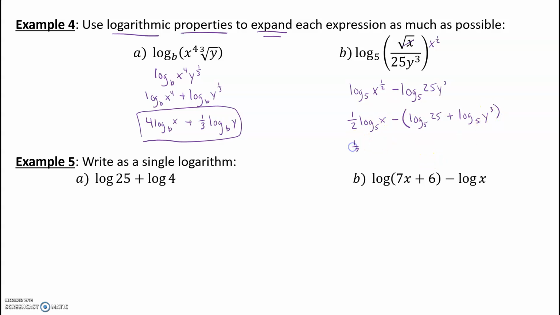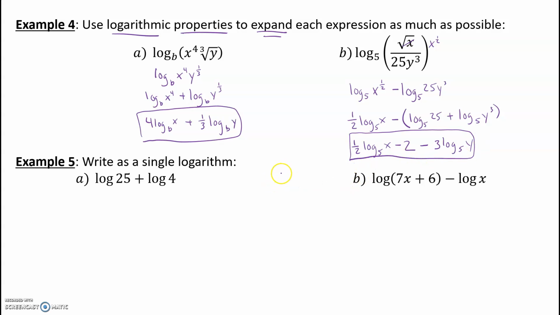So we have 1/2 log base 5 of x. Log base 5 of 25, you can actually evaluate this. 5 to what power is 25? 5 squared is 25. So your answer should be 2. So we're going to say minus 2. And then again, minus, that exponent can come out front, 3 log base 5 of y. And that's about all that's going to simplify.